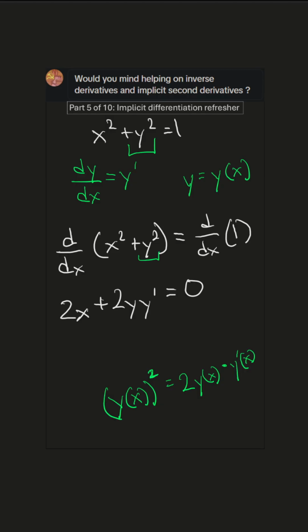And now we just solve for y prime. So we say 2y y prime equals negative 2x, and then y prime equals negative x over y. So now we can find the slope of any point on that circle just by plugging in the x and y coordinates. All right, I hope that helps.